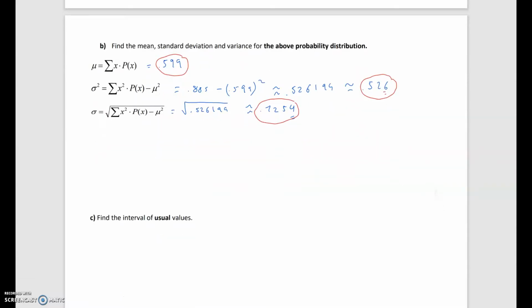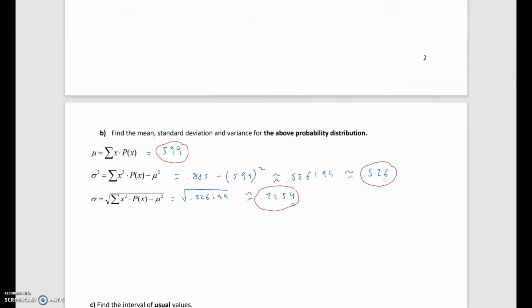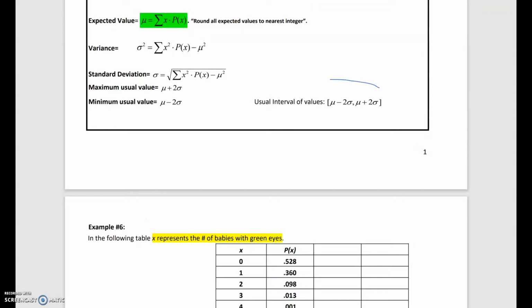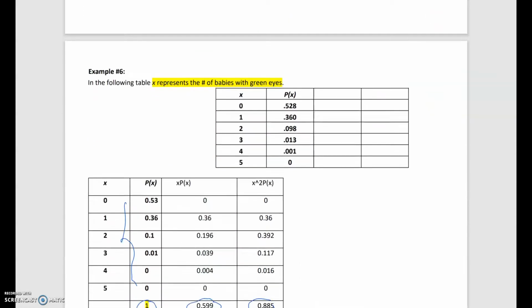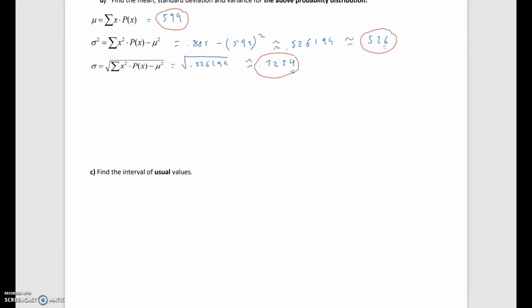The last portion of the problem is asking for the usual interval. And on a probability distribution, your usual interval is basically given as the mean plus or minus twice the standard deviation. So this means that we're going to have to evaluate, in this case, mu plus or minus 2 sigma, which is equal to 0.599 plus or minus 2 times 0.7254.